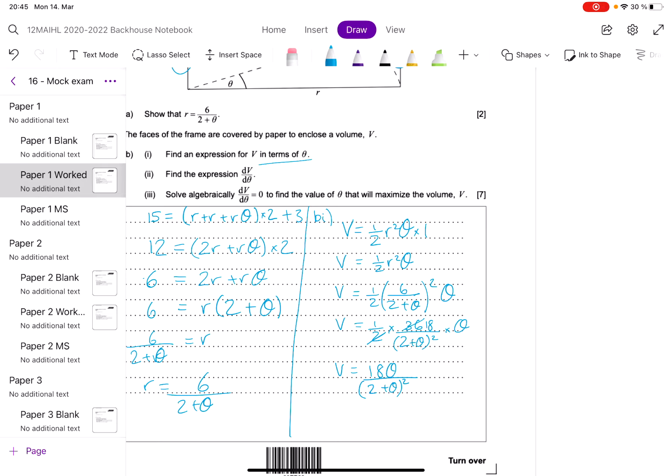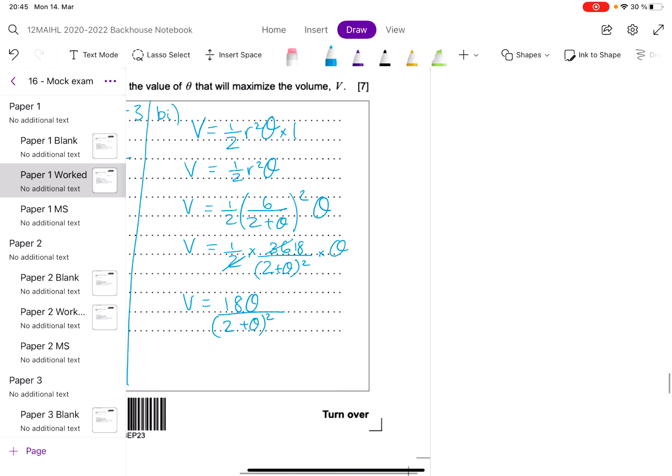Find the expression dV by d theta. So we've got to differentiate that. Right, how can we differentiate it? What type of function is it? It's a fraction, which means it's a quotient. So we've got to use the quotient rule. Once again, get your formula guide. It's u over v. So u is 18 theta.